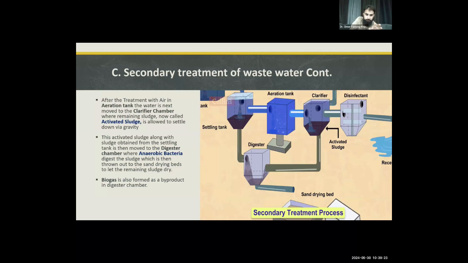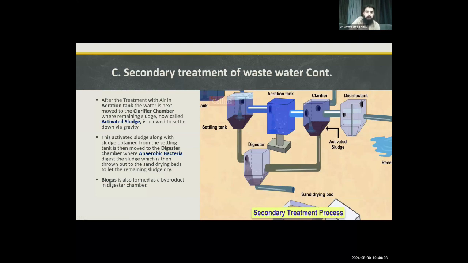Now this activated sludge is again allowed to settle down via gravity in the clarifier chamber. So we are again giving the water a chance to divide itself of all of the solid materials, all of the human waste and solid materials. Whenever this activated sludge goes to the bottom of the clarifier, the water becomes clearer. And whenever the water becomes clearer, the purification process is becoming almost complete.